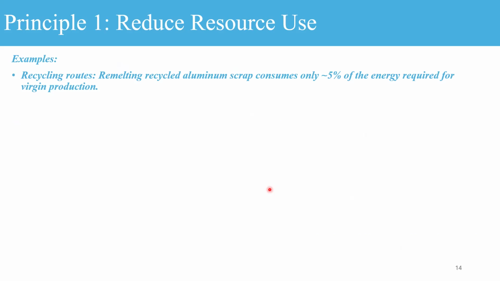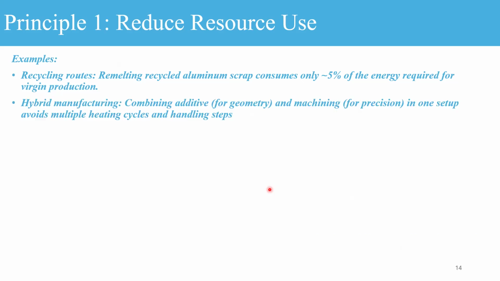Those examples include recycling routes. So remelting recycled aluminum scrap only consumes around 5% of the energy required for the virgin production. The other idea is hybrid manufacturing, where we combine both additive for geometry and machining for precision in one setup to avoid multiple heating cycles and handling steps, thereby reducing the energy consumption.